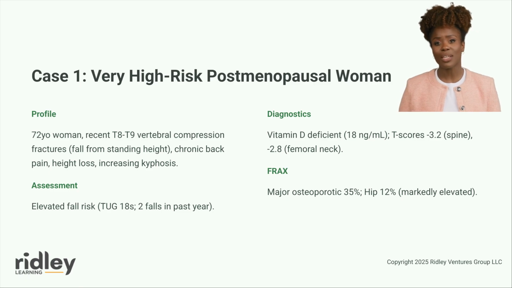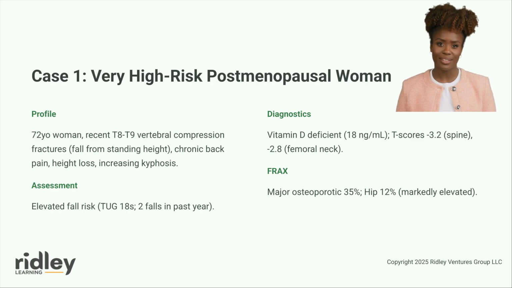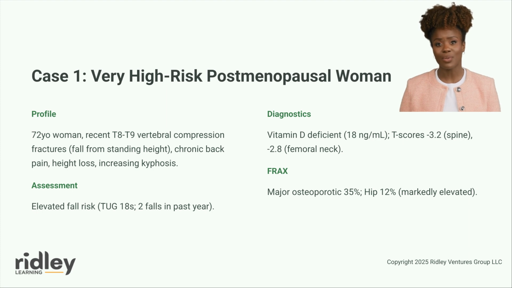She reports chronic back pain that has worsened over the past several years, with progressive height loss of approximately 3 inches and increasing thoracic kyphosis. She lives alone in a 2-story home and has not previously been evaluated for osteoporosis. Her medical history includes hypertension controlled with lisinopril and hypothyroidism managed with levothyroxine.